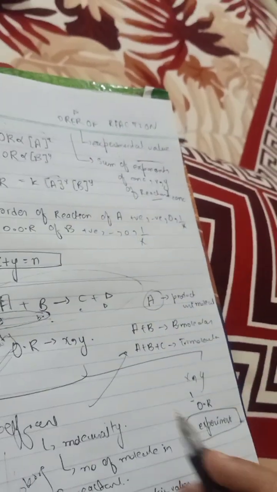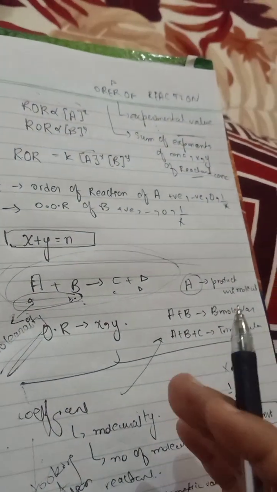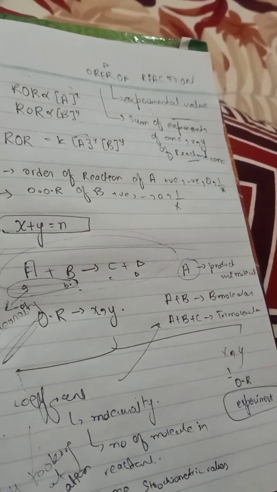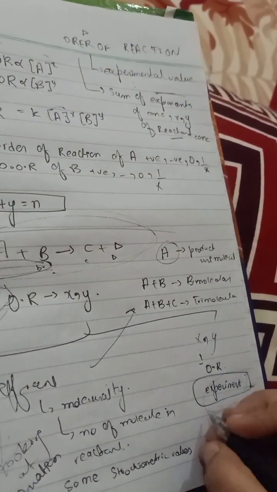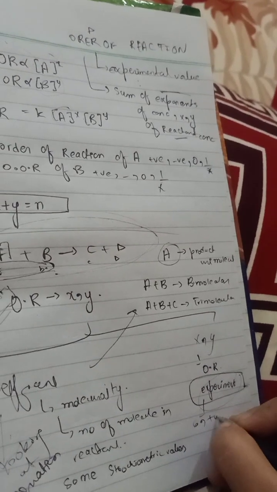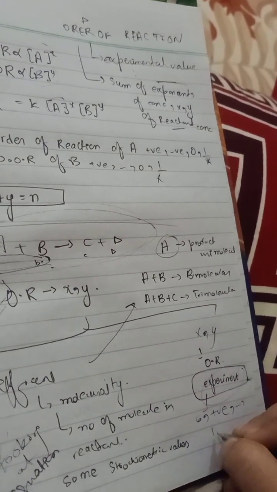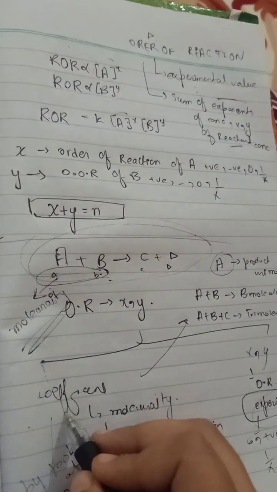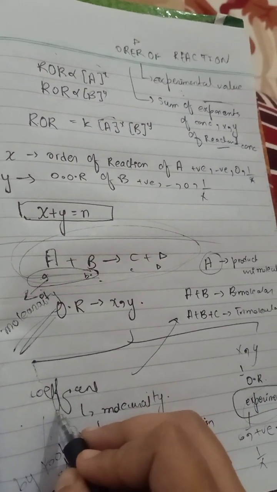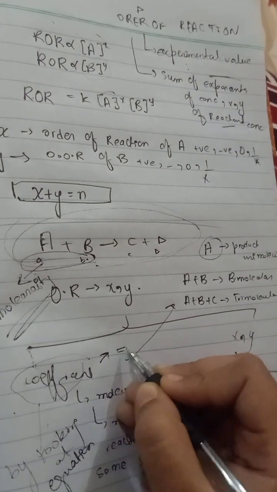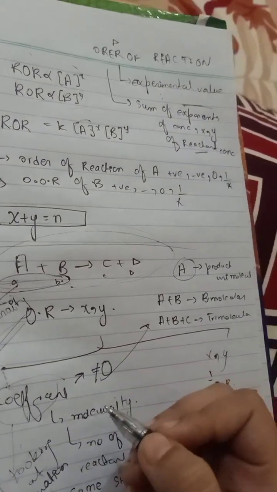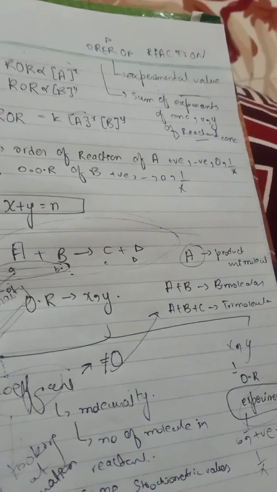So what is the difference? The order of reaction can be zero. It can be zero, positive, negative, or in fractional form too. But the molecularity, or the coefficient, cannot be equal to zero.